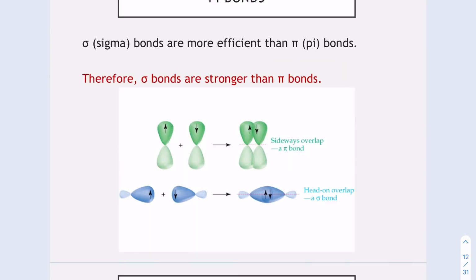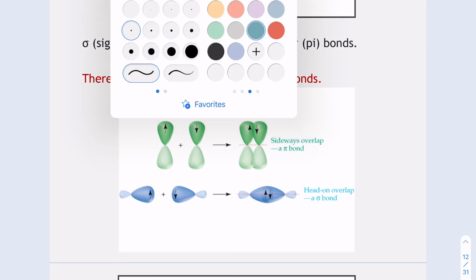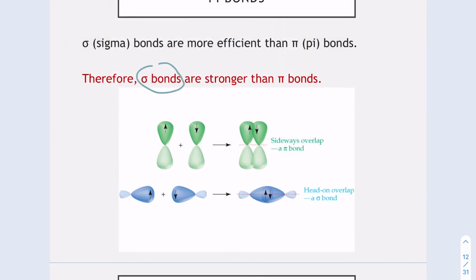side-on overlap. Now you need to form a sigma bond first in order to form a pi bond. You know, they don't come separately. A pi bond has to have a sigma bond attached as well. And because of that, your orbitals available for your pi bonding only really can partially overlap, so they form a slightly weaker bond. So in that case, sigma bonds are much stronger than your pi bonds.